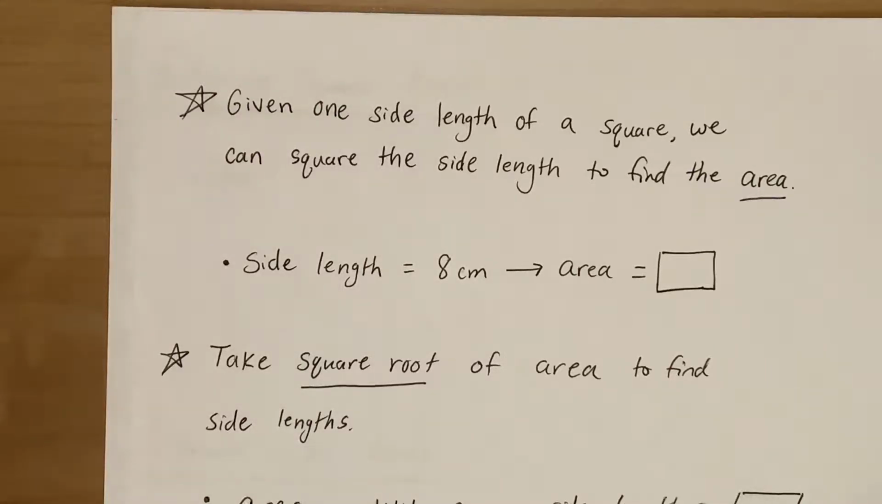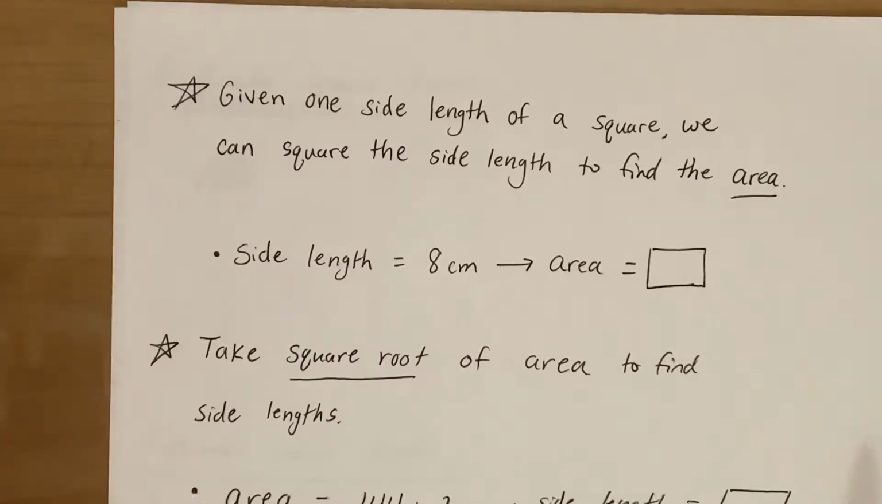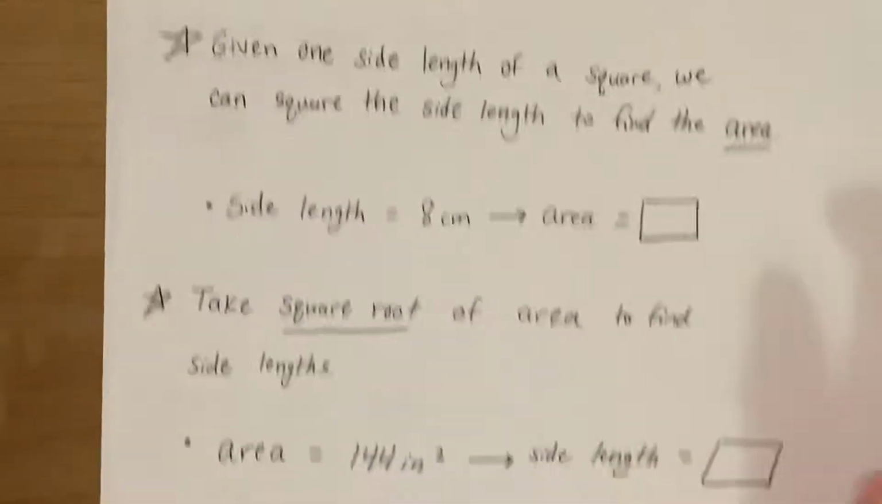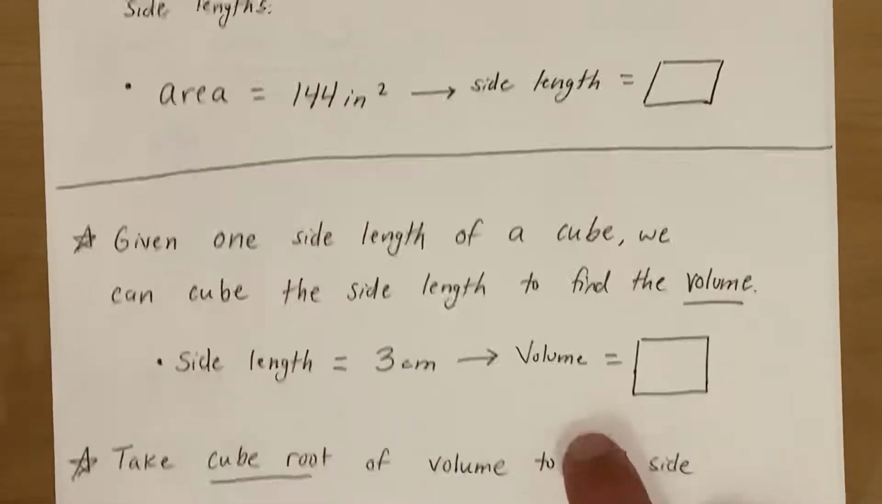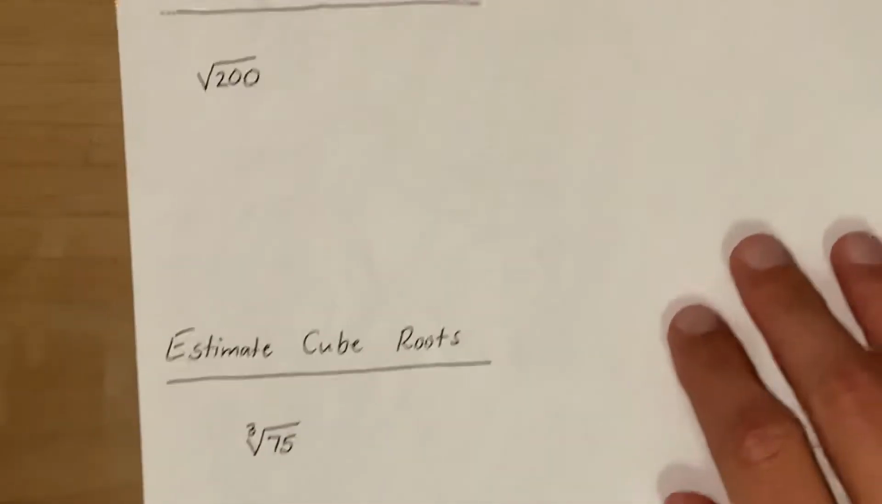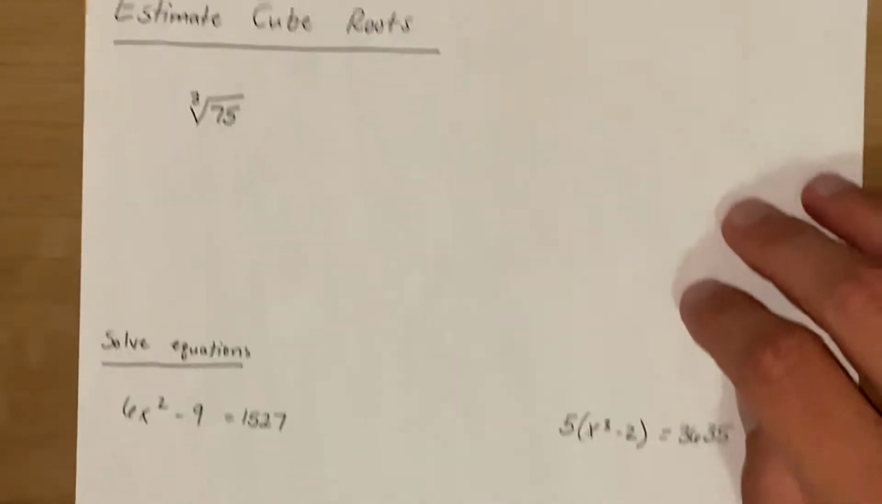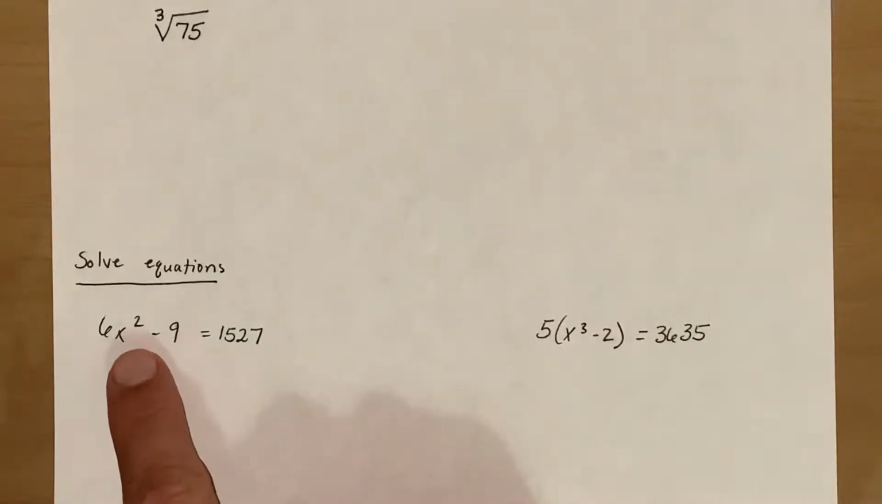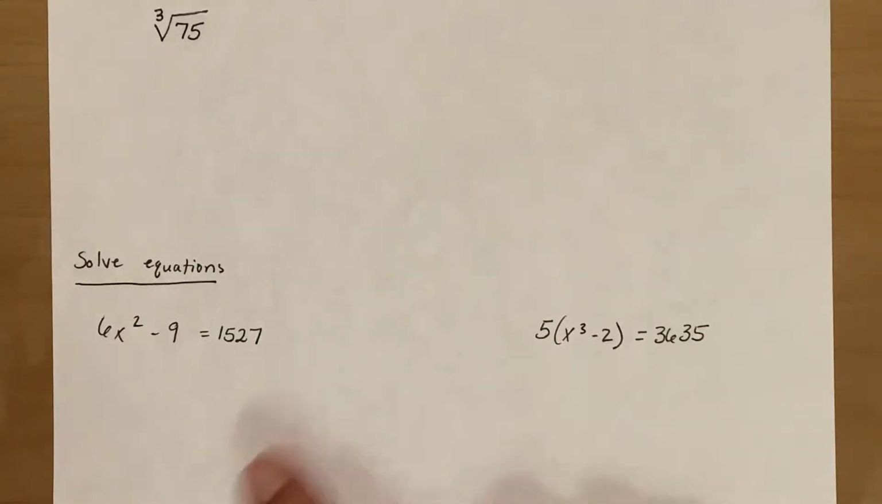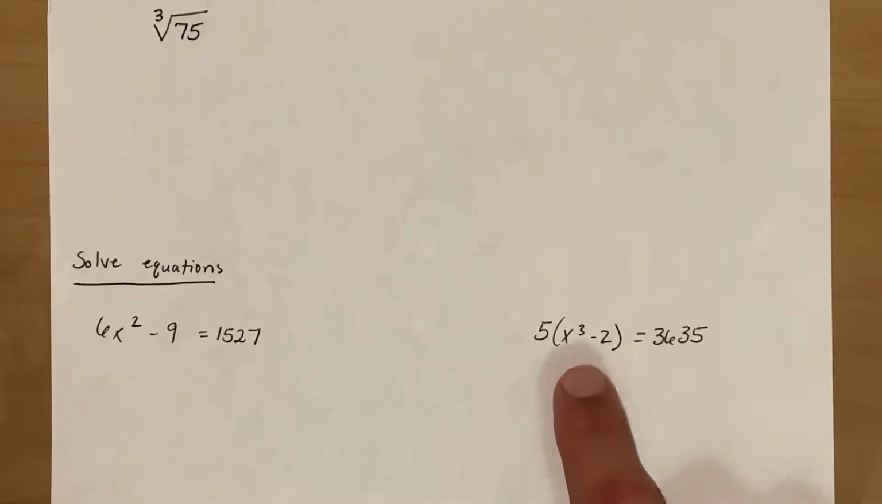In the previous video, we talked about perfect squares and perfect cubes. So in this video, we're going to look at how perfect squares and perfect cubes relate to finding the area of a square and finding the volume of a cube. Also, we're going to look at estimating square roots and cube roots, and then we're going to solve a couple of equations that have a number squared, a variable squared, and a variable cubed.